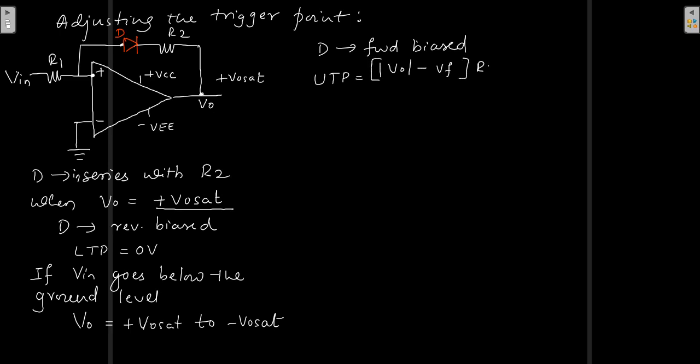So this is R1 divided by R2. Earlier we had only V naught into R1 divided by R2. Now the voltage drop across the diode, which is Vf, also comes into the picture in many cases, right? You may ignore that also. Otherwise, you will get the same equation that we got in our previous case. So this is basically to have the LTP 0, right? So UTP is okay, LTP is 0.